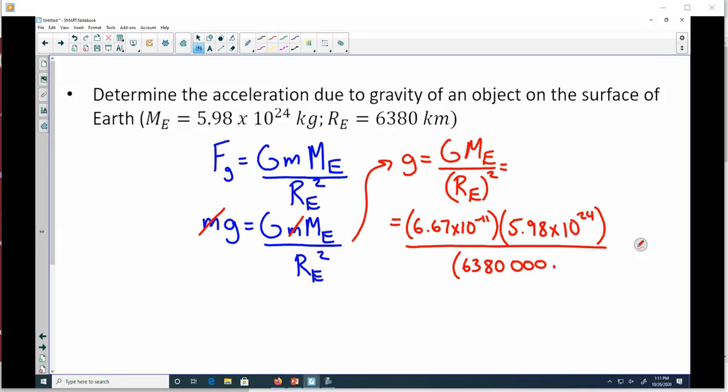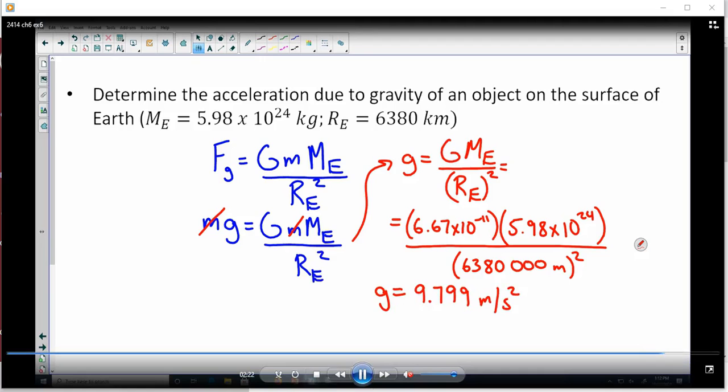and remember here to pay attention to the units. You want to make sure that everything is in meters, kilograms, and seconds. And so we get a value of the acceleration due to gravity, little g, for Earth, of 9.799 meters per second squared.